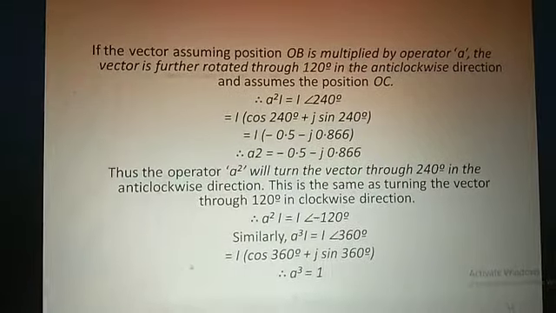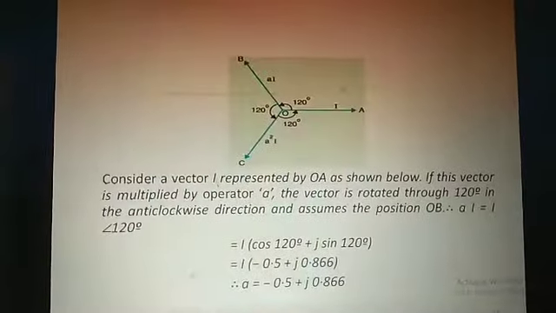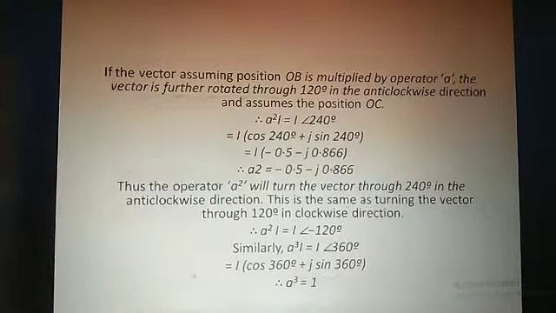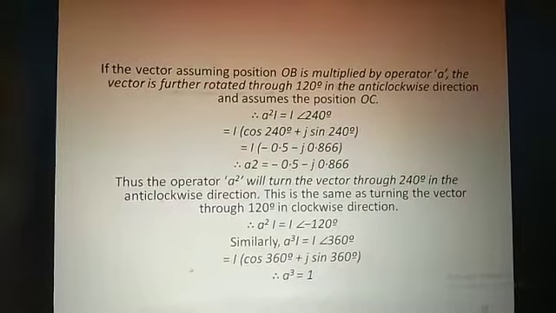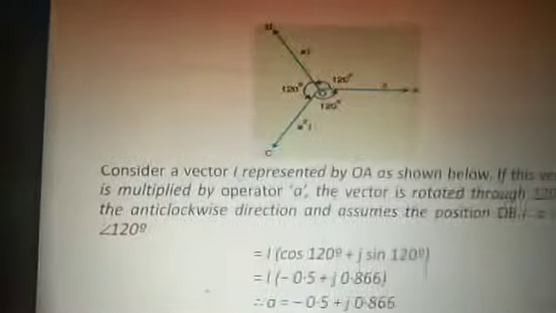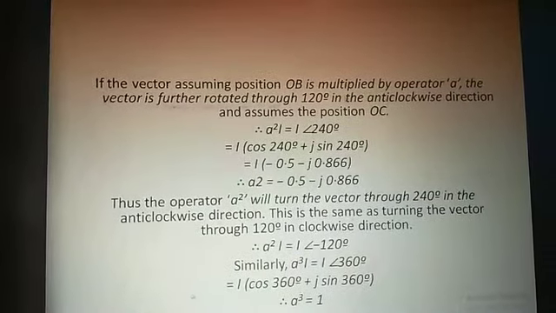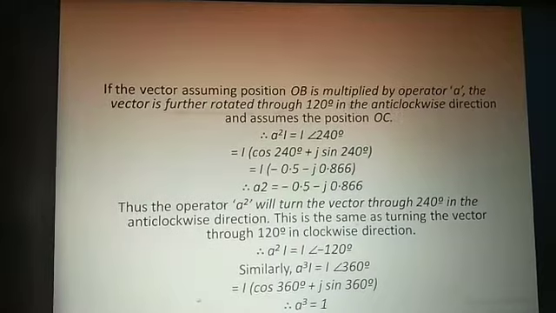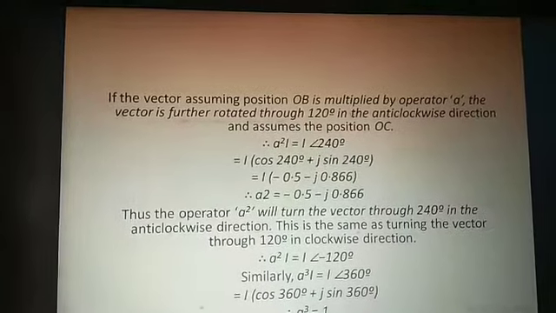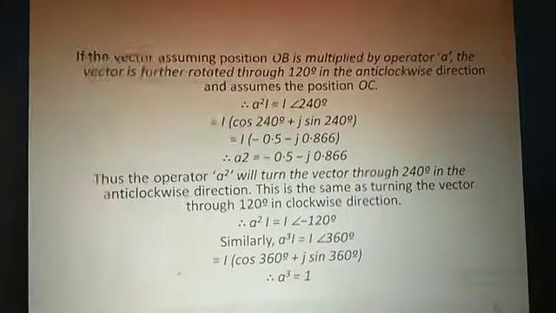If the vector at position OB is multiplied by operator A, then it will rotate 120 degrees anticlockwise. The next position is OC, which is A square I, that means I at an angle of 240 degrees from the first position. So after putting the values of cos 240 degrees plus j sin 240 degrees, the A square value will equal minus 0.5 minus j 0.866.